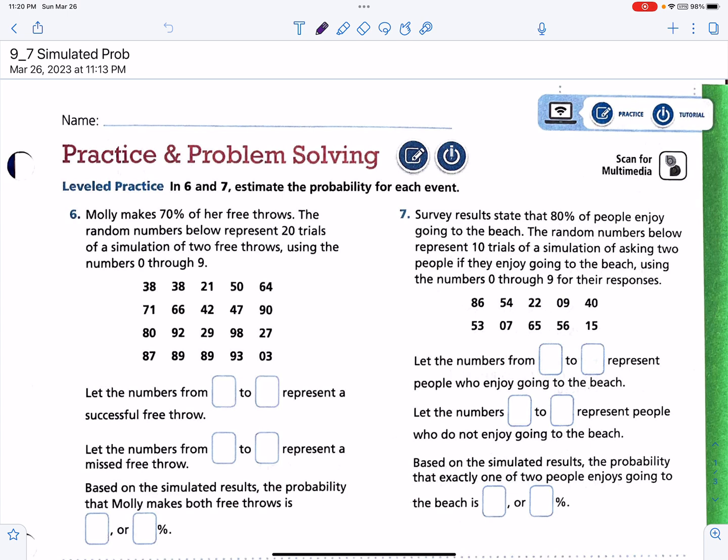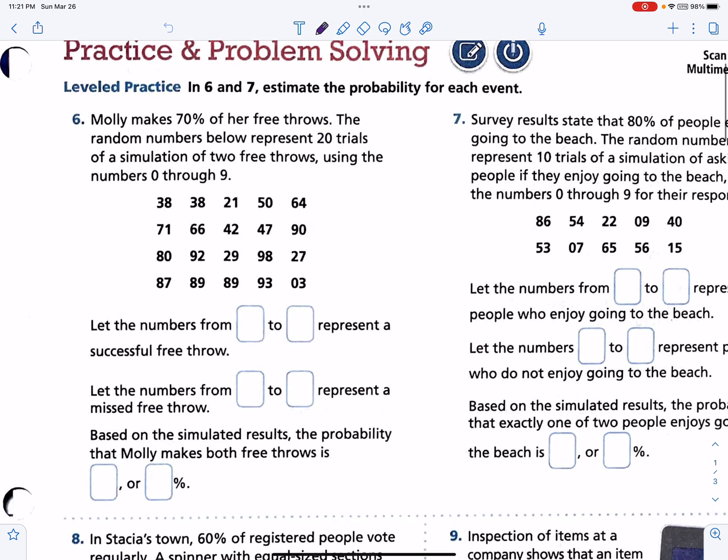Anyway, what we're going to be doing is reading the questions. They're going to attribute a set of numbers that we'll use to basically run the experiment. And so you'll see what you need to be doing as I go through this. So Molly makes 70% of her free throws. Okay, so this is important information to pay attention to. Actually, I'll highlight it instead.